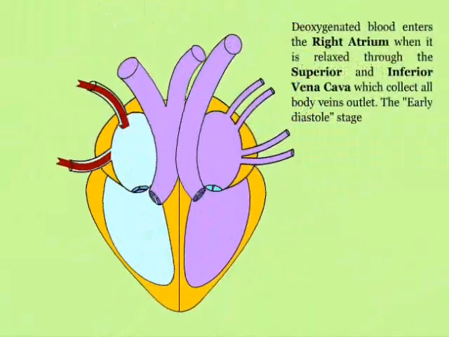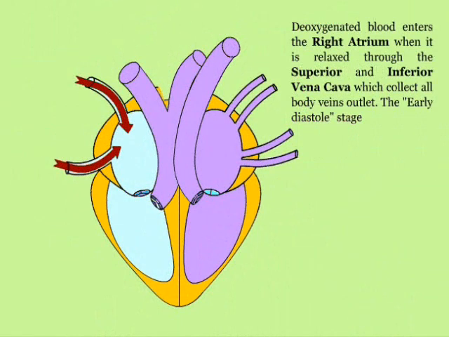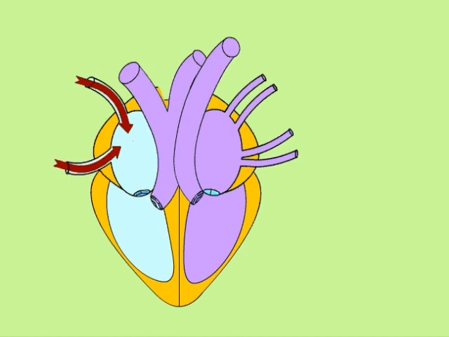Deoxygenated blood enters the right atrium when it is relaxed through the superior and inferior vena cava, which collect all body veins outlet. The early diastole stage.